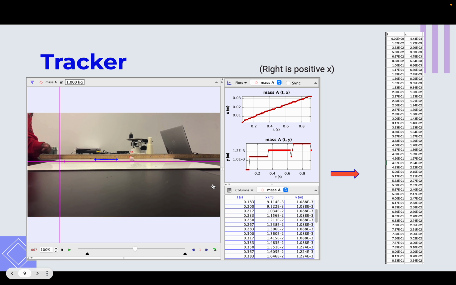Here we used the application Tracker to create a computational model of the marker's velocity in graph form. We manually selected the position of the marker at each time step. We designated the right direction to be the positive x direction in order to get a graph with a positive slope. And we plotted each observed position at each time step, which then produced the graph you see to the right and the data set you see to the right of the graph.